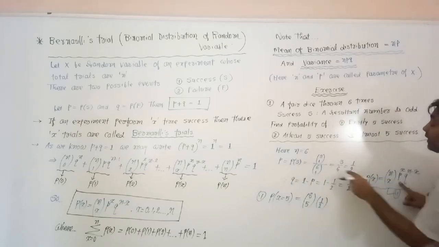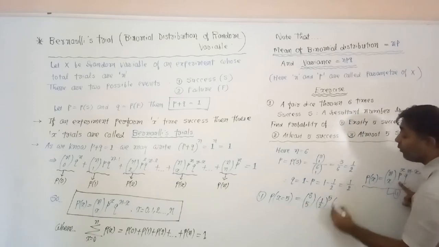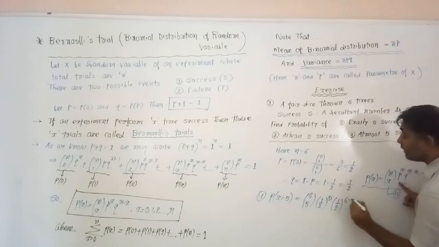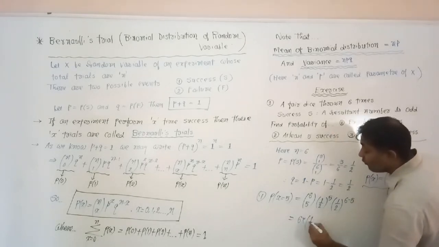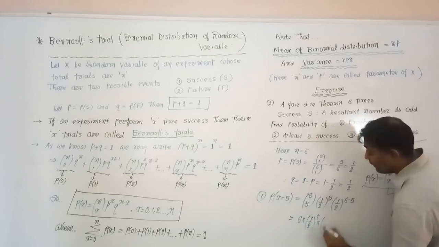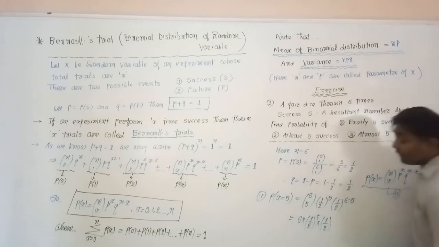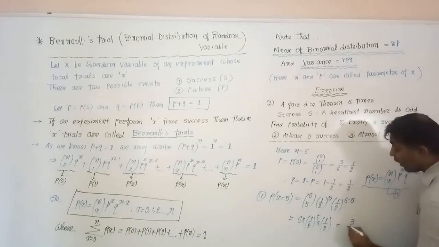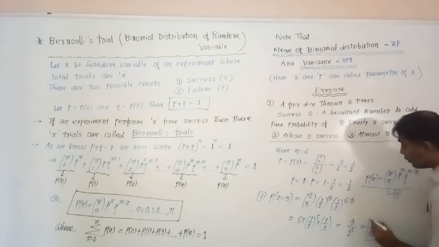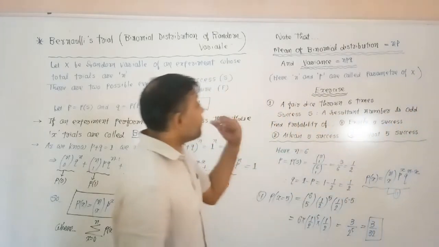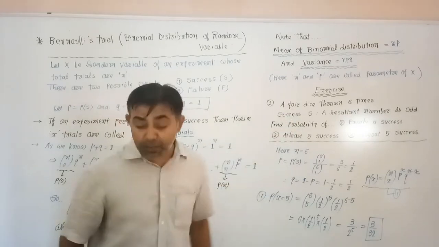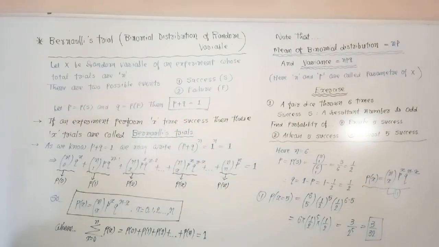1 by 2 is the probability of success, raised to x, which is 5, into 1/2 raised to 6 minus 5. Now 6C5 is 6. This is 1/2 raised to 5, and this is 1/2 raised to 1. 6 by 2 is 3 by 2 raised to 5, or we may say 3 by 32. So 3 by 32 is the probability of exactly 5 successes. It means that 5 times we get an odd number. That is the thing.